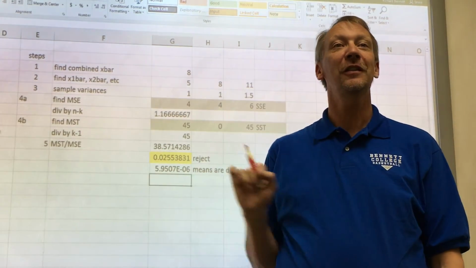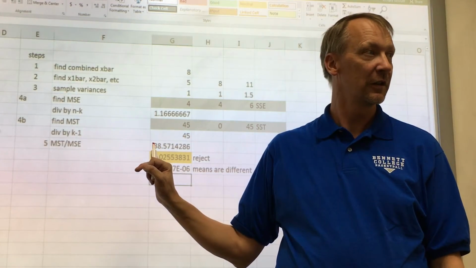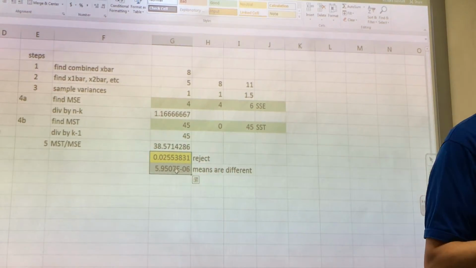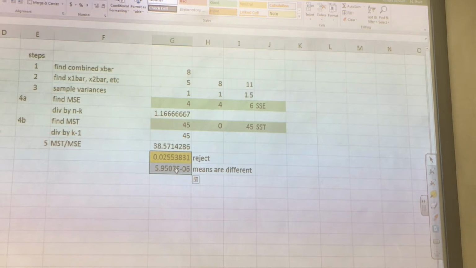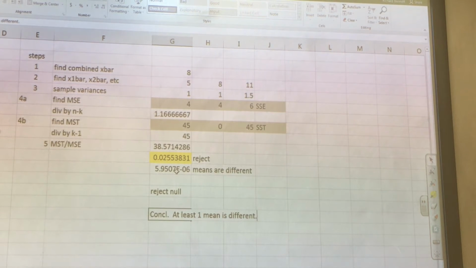Regardless of your answer, these are both going to tell you the same thing, aren't they? Now, one of those is correct, one of those is wrong. We'll check your homework. But in either case, what's going to be your conclusion if we're using an alpha of 0.05? Do or reject? We're going to reject the null. And therefore, the conclusion is, what? At least one mean is different. Now, tomorrow's lesson is going to be figuring out which mean is different.